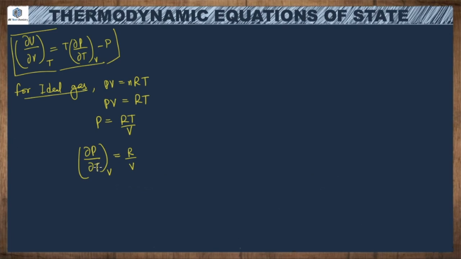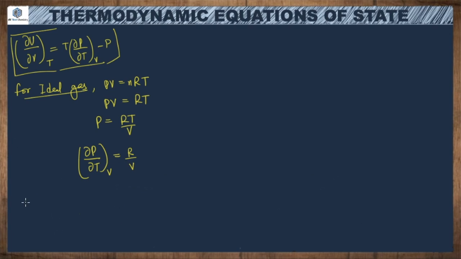If you differentiate x with respect to x, that means d by dx of x, you'll get 1, right? In the same way, if you differentiate T with respect to T, again you are going to get 1. So the same thing I'm going to apply over here. That means the value of del P by del T at constant V is nothing but R by V. Now I'm going to use this to substitute over here and solve.